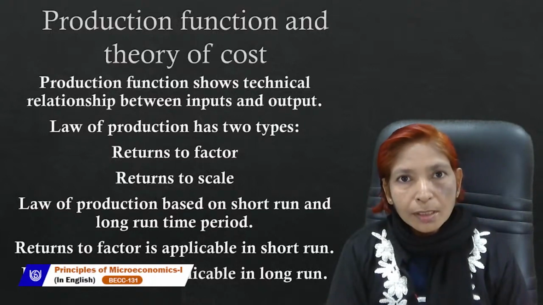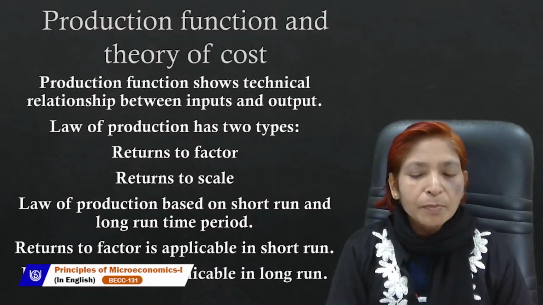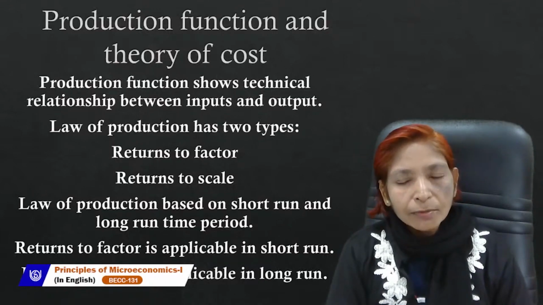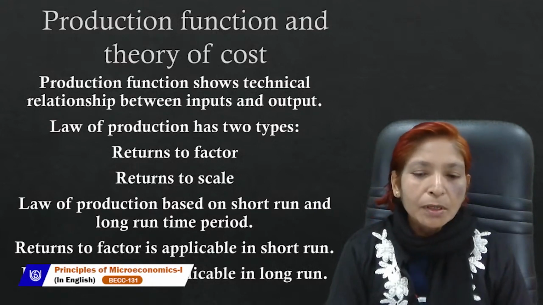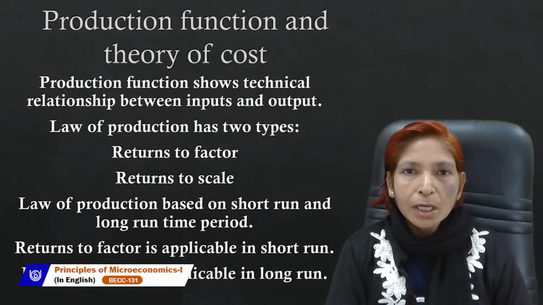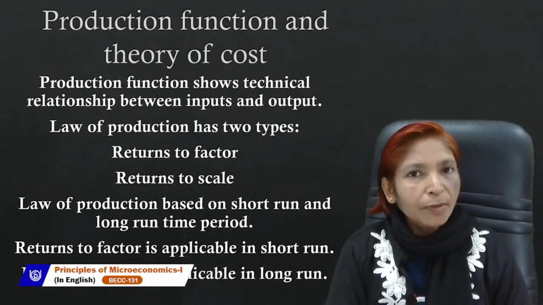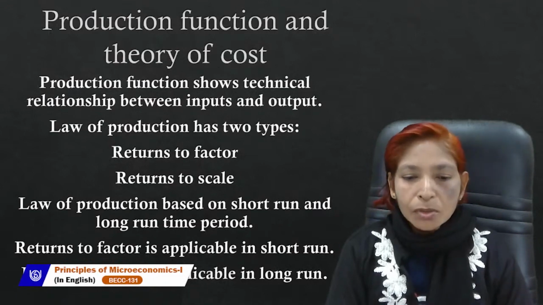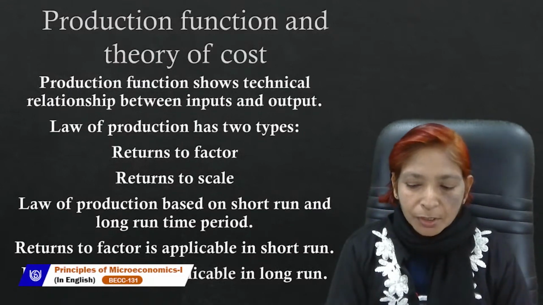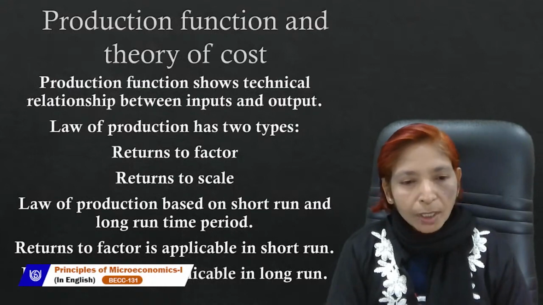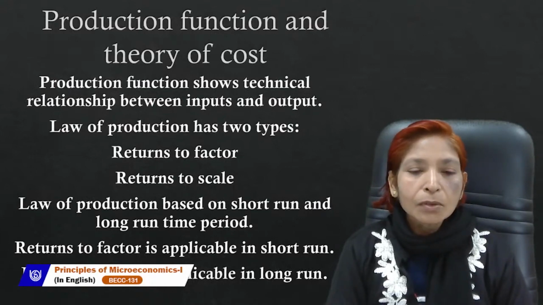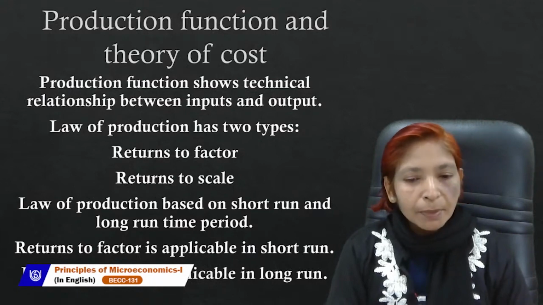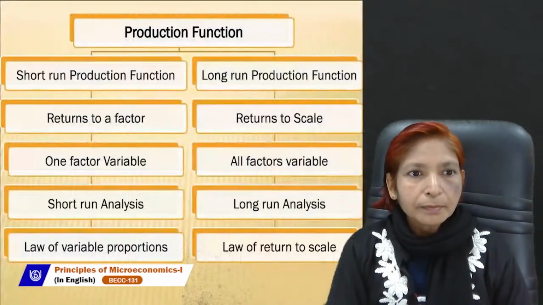Returns to factor is applicable in short period. As you know, short run is the period in which we can't change all factors of production. In short run, we have very less time. If we want to produce more units of any commodity, we can change only variable factor units, because fixed factors can't change in short run. Returns to scale is applicable in long run. So these are the two laws of production: returns to factor, applicable in short run, and returns to scale, applicable in long run.